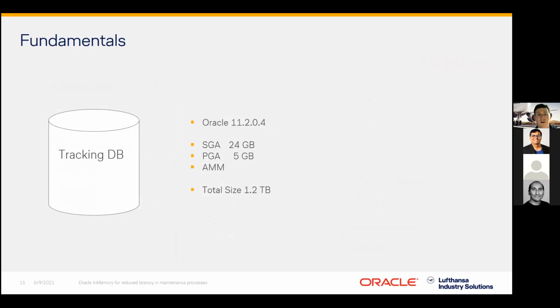When we take a deeper look into the tracking database as it looked like at that time, we see a version 11.2.0.4. Please remember that I'm talking about the situation as it was in 2015. The database's SGA had a size of 24 GB, the PGA had a size of 5 GB. Automatic memory management was activated, and the total size of all tables in the database added up to 1.2 terabyte. Some of the tables are partitioned.